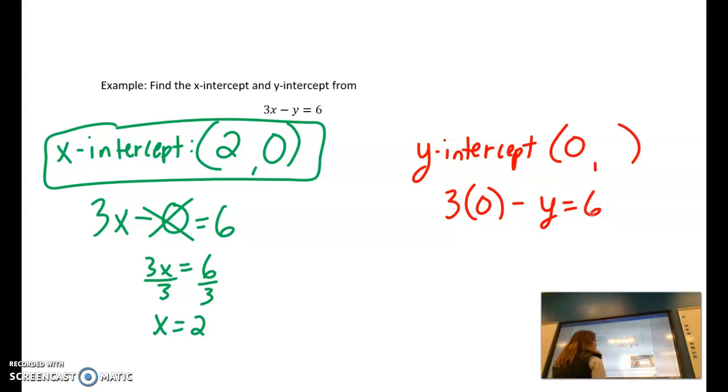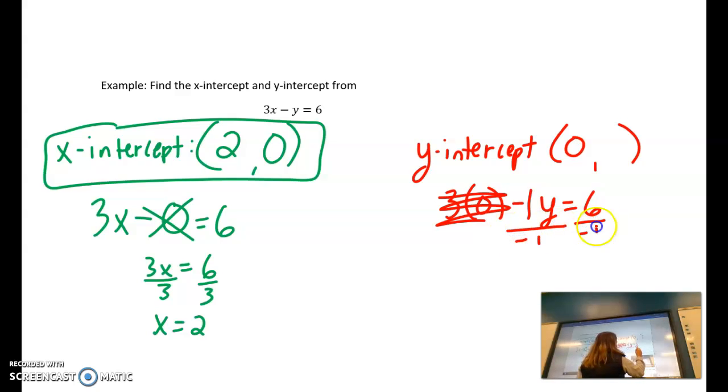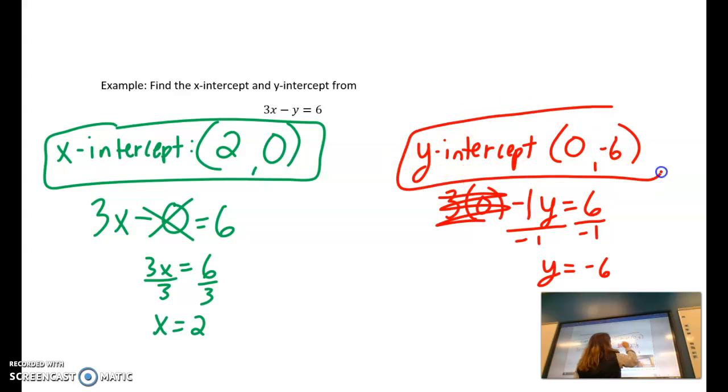Okay? So 3 times 0 is 0. So I'm left with minus y equals 6. Well, remember, this means a minus 1y. So to get y by itself, I need to divide -1 on both sides. And so y is equal to -6. Therefore, my y-intercept is at 0, -6.